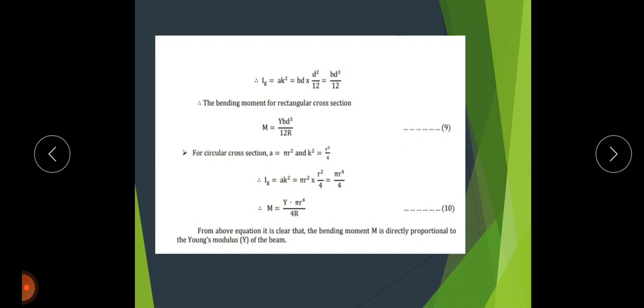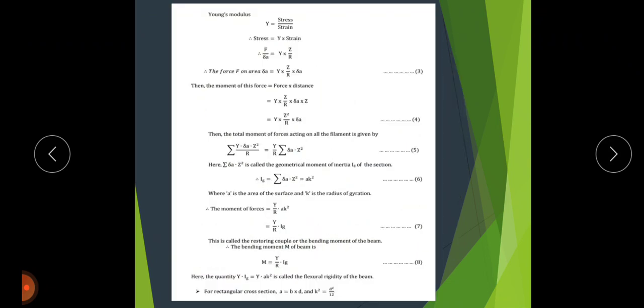The smaller the extension of the beam, the higher the value of the Young's modulus for its material, which determines the resistance to the bending of beams. It is also applicable for a thin rod. This is about the bending of beam and bending moment. Here the bending moment can be written as Y divided by R into Ig.